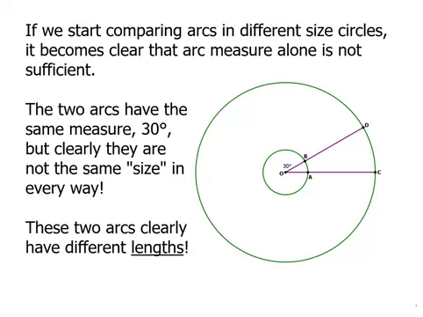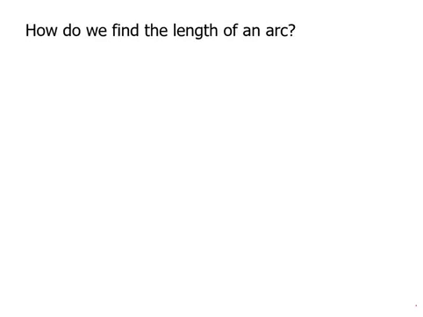The two arcs have the same measure, 30 degrees, but they are not the same size in every way. Clearly, from C to D is a much larger distance than from A to B. So they have two different lengths, even though they have the same measure. How do we find the length of an arc?